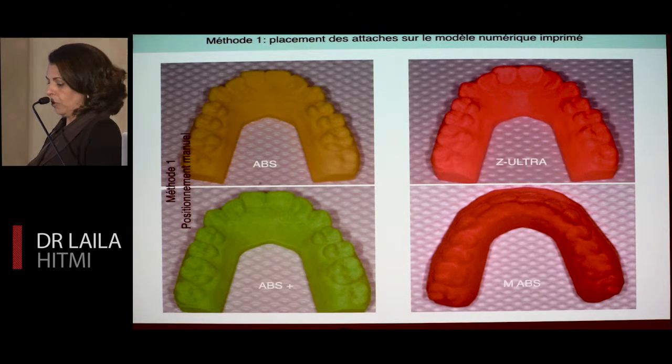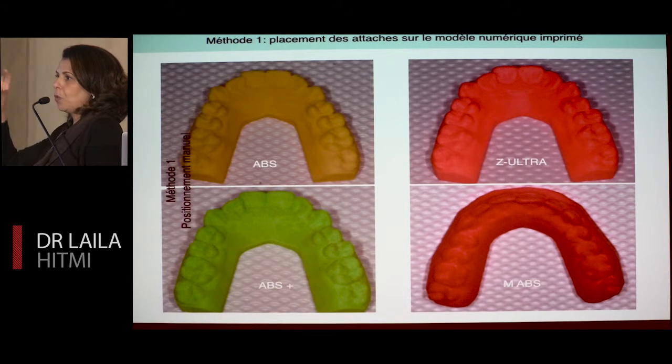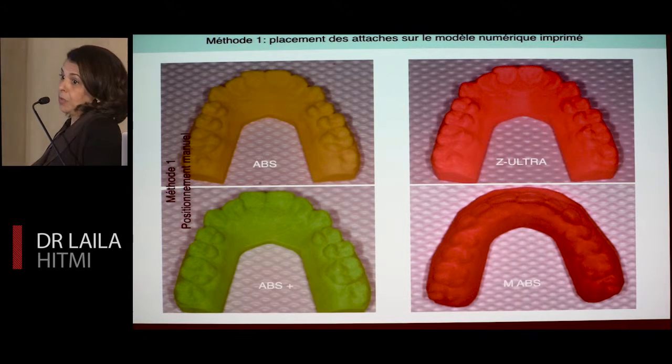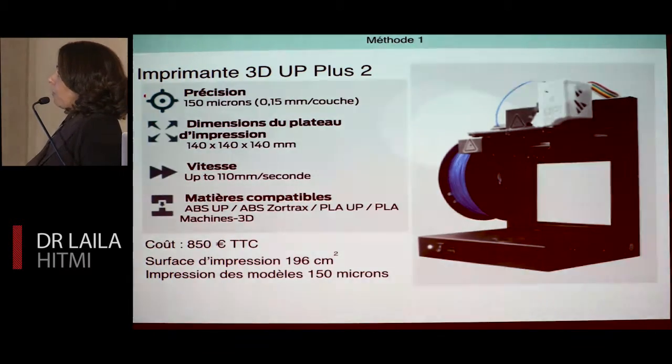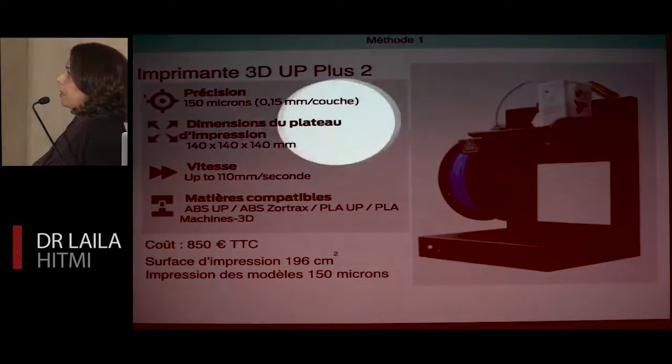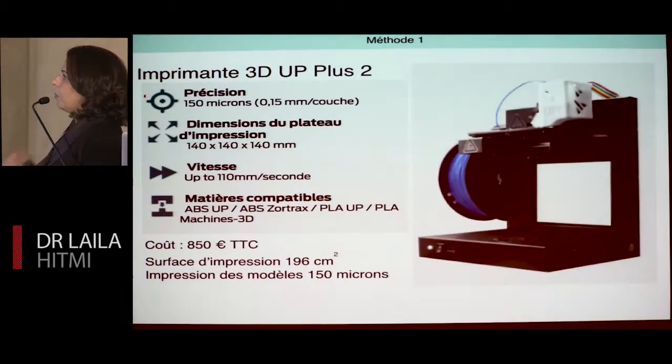Because of the model quality and the results that you can achieve. Z Ultra, I started with that material, but I gave it up entirely because there are small defects on the model which are going to distort the final attachment position. Printers. Now I'm going to make a quick comparison regarding accuracy, the size of the tray, and the speed.